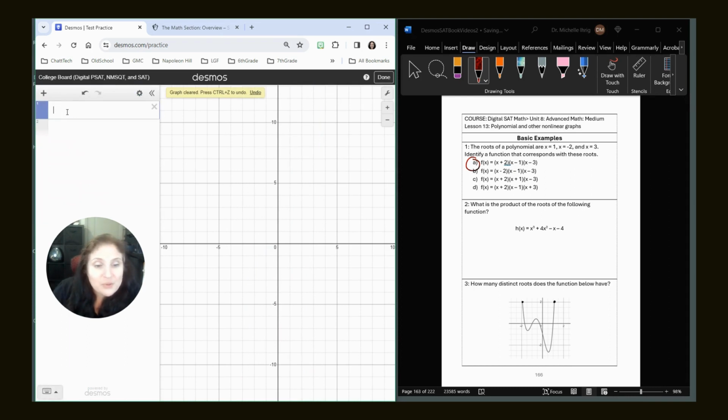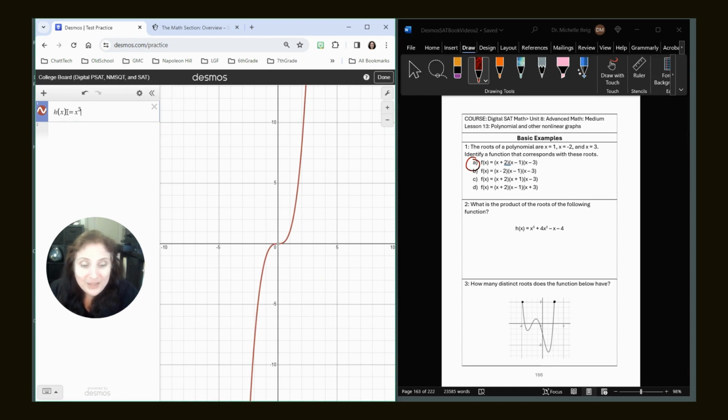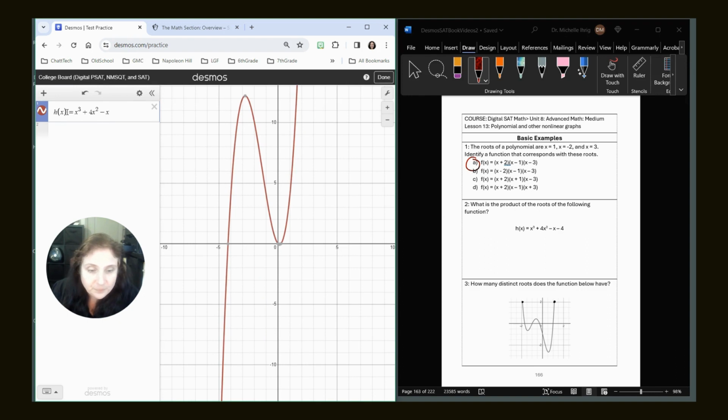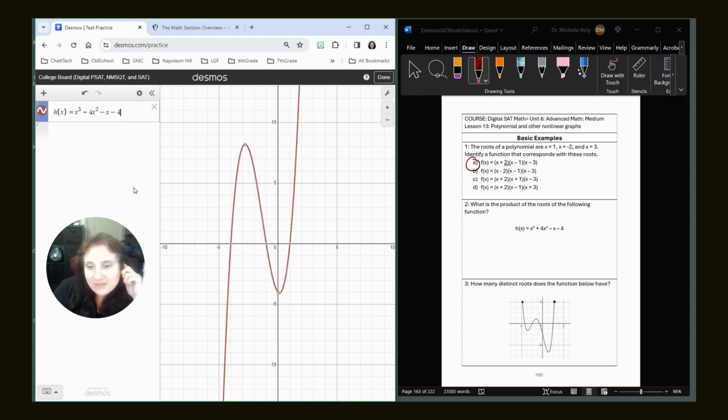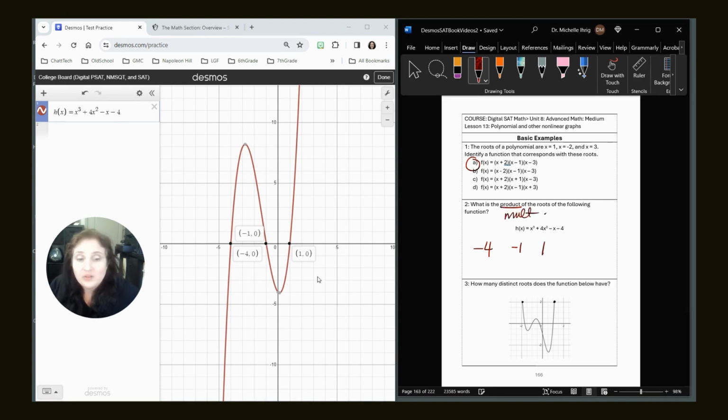What is the product of the roots of the following function? We could do it old school, try to factor and all that kind of fun stuff, or we can type it into Desmos, which is what we're going to do. When we type it into Desmos, we see that we have 3 roots. So we're going to write down our 3 roots. We have -4, -1, and +1. And it wants the product. Product means multiply. So in Desmos, I'm doing -4 times -1 times 1. Answer: 4.